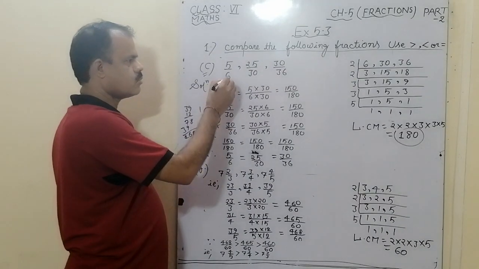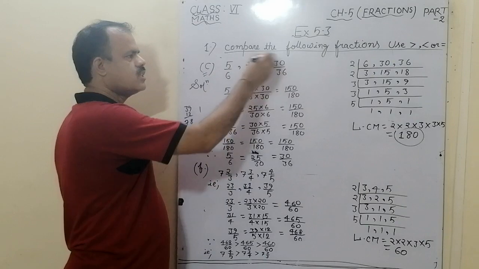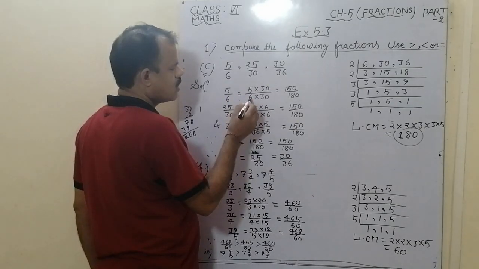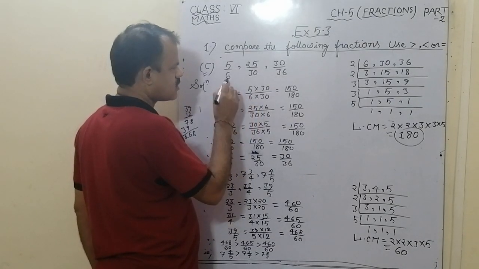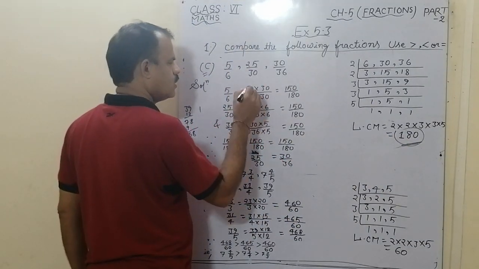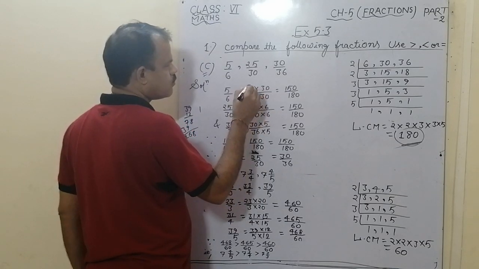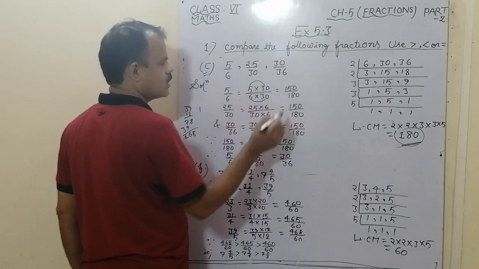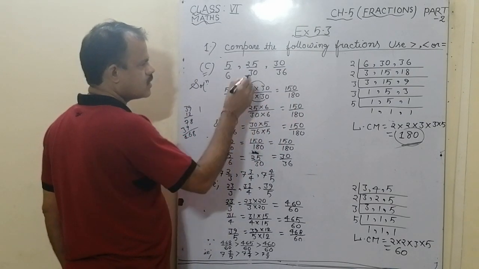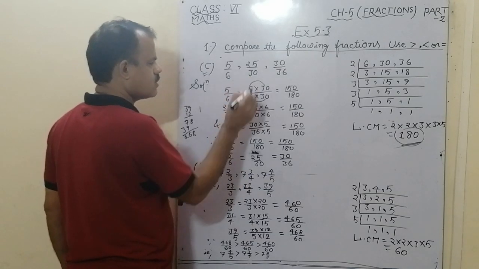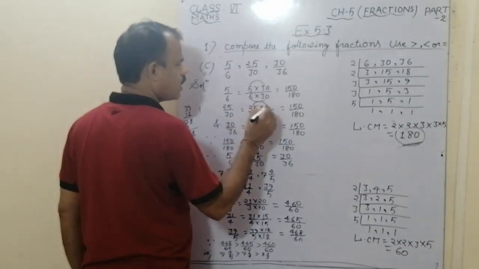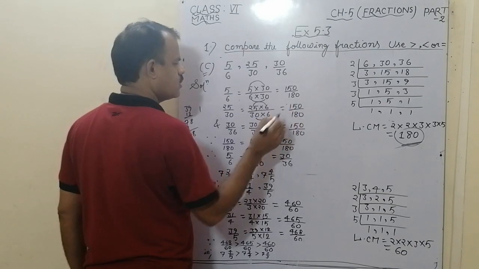So we change the denominators to 180 so that the fractions become like fractions. So 5 by 6: by what number do you multiply 6 so that it becomes 180? Yes, 30. So by 30, both numerator and denominator: 5 30s are 150, 6 30s are 180. Again 25 by 30. By what number do you have to multiply 30 so that the product is 180? Yes, 6. So 6 into 6, both numerator and denominator: 25 6s are 150, 30 6s are 180.